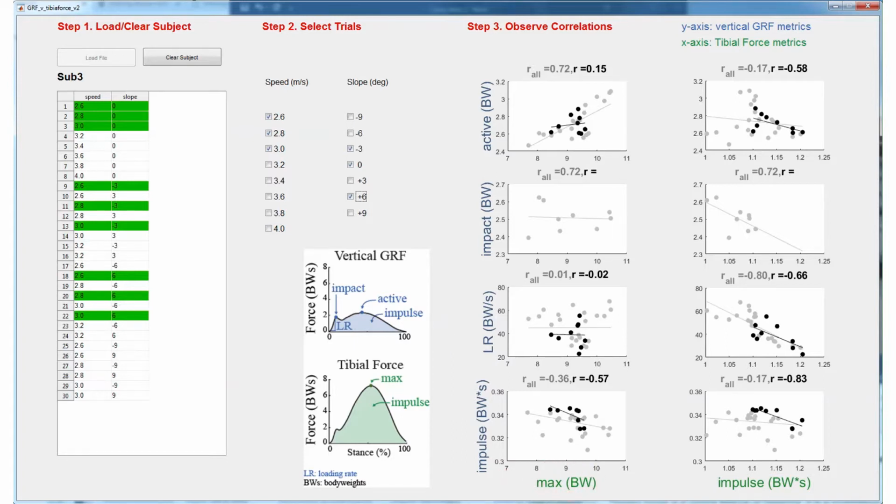The main takeaway from this example is that even if ground reaction force metrics indicate changes in tibial force across a certain subset of conditions, it may not be a good indicator across a different subset of conditions, making it an unreliable indicator of internal loading or injury risk. Remember, increases in ground reaction force metrics do not necessarily indicate increases in tibial force.